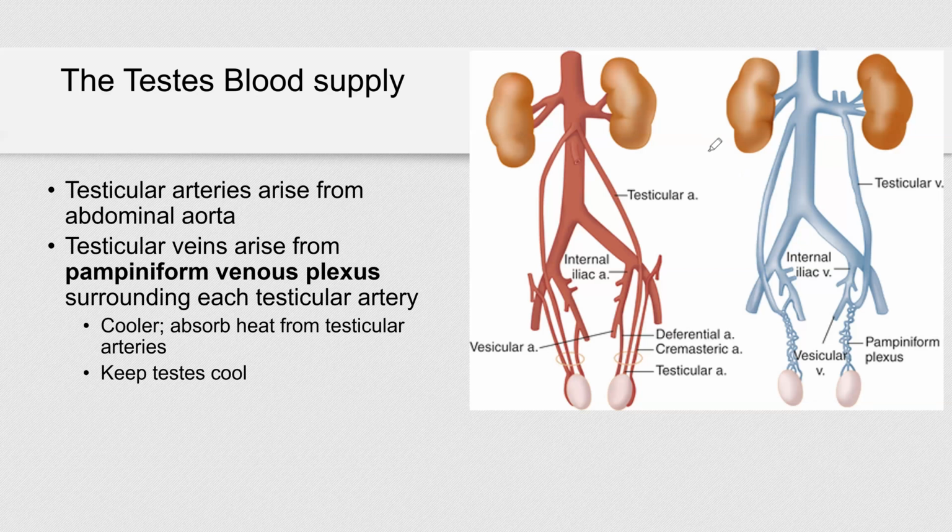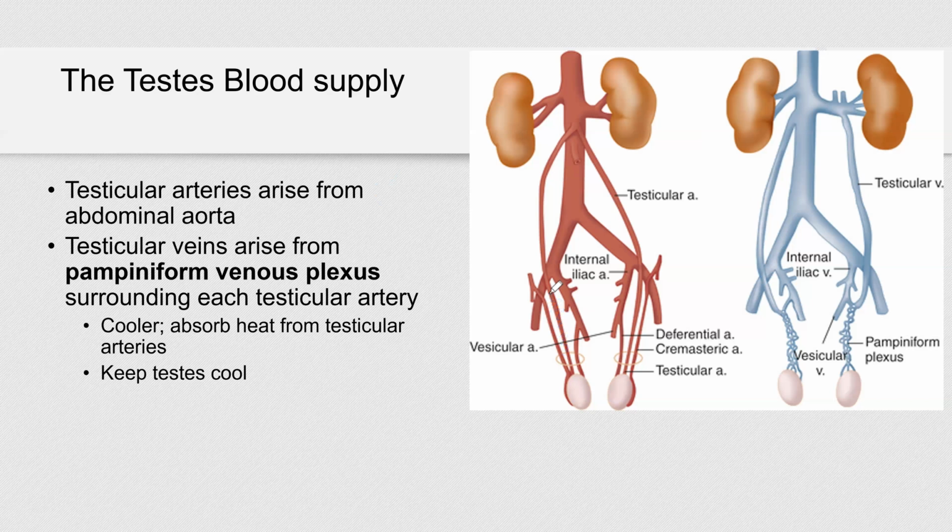So testicular artery arises from abdominal aorta. Testicular veins arise from pampiniform venous plexus. So that's where they arise, because now we go up. And those plexuses, they surround each testicular artery. So it's actually, they're going to be right here.